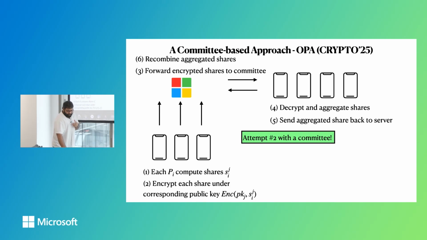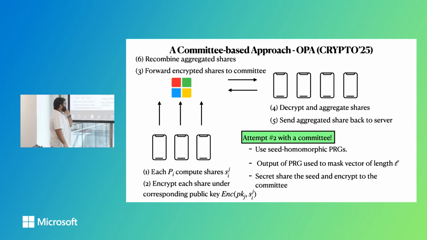Before I go ahead, they do something more again, as in Willow, and they use something called seed homomorphic PRGs to mask their inputs. This primitive is quite similar to the key additive homomorphic encryption that we saw in the previous work. The idea is the same, but you now send a seed, secret share the seed, and send it to the committee. The committee aggregates, you get a final seed, and that seed is used to unmask whatever was sent here.